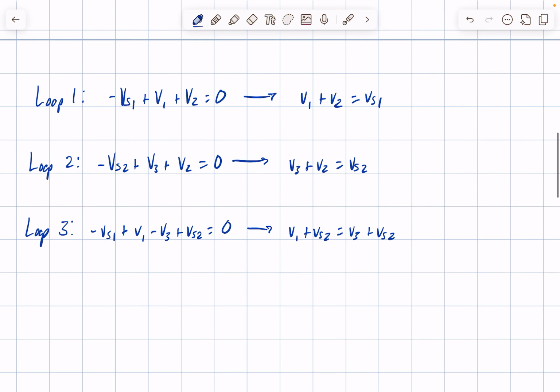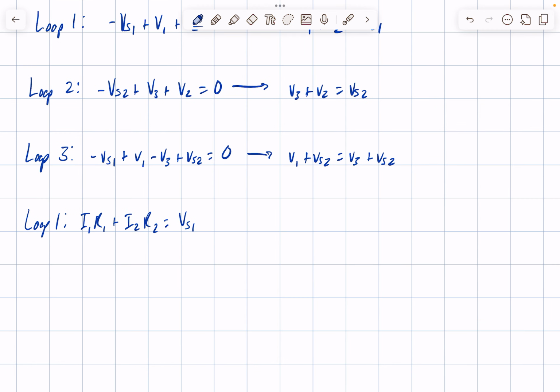Now, what I'm going to go ahead and do is convert each of these voltages using Ohm's law. So instead of saying V1, for example, we will say I1R1. So going over loop 1 again, we can just say I1R1 plus I2R2 is equal to VS1. Now I'm not converting VS1 to Ohm's law form because it's a voltage source, so I'm just going to leave that the same. And same thing applies for loop 2.